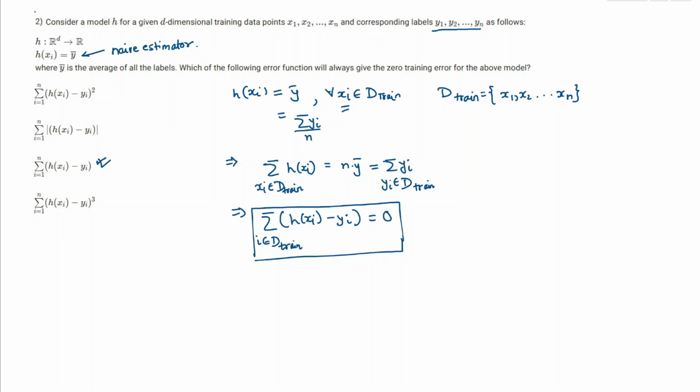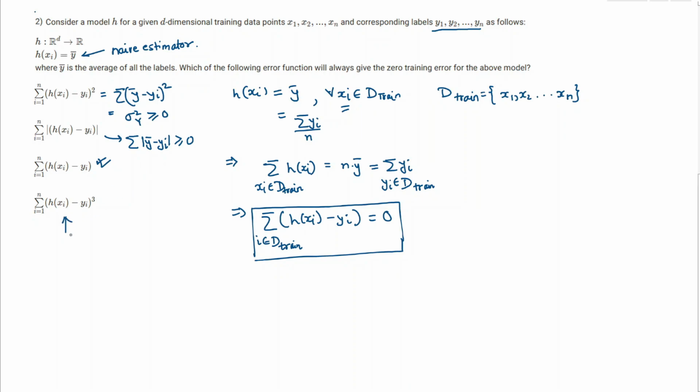Another way to look at it is that since h(xi) is equal to y bar for every data point, this should be equal to the summation of (y bar minus yi) whole squared, which is nothing but the variance, sigma squared of y. Now this is always non-negative, but it need not be 0. Similarly, in this one we have the summation of y bar minus yi. Again, this is non-zero, but it need not be 0 always.